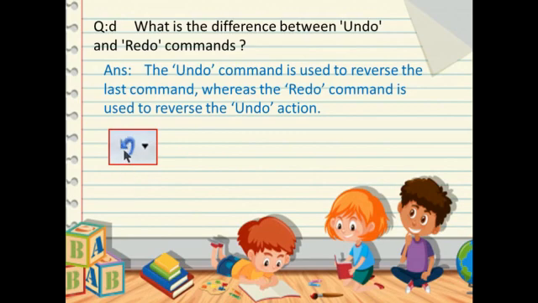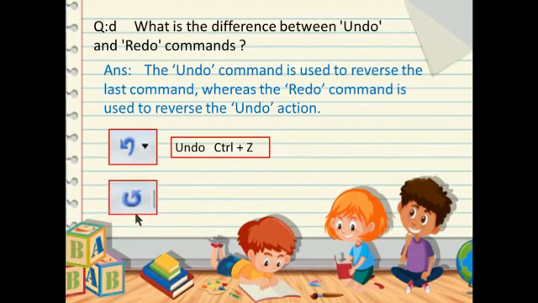See this sign? This icon is for the undo action. This is the icon of undo, and for this you have a short key that is called Ctrl+Z. This sign or this icon, just look at it, this is for redo. Redo means just repeat it, and the short key for that is Ctrl+Y.